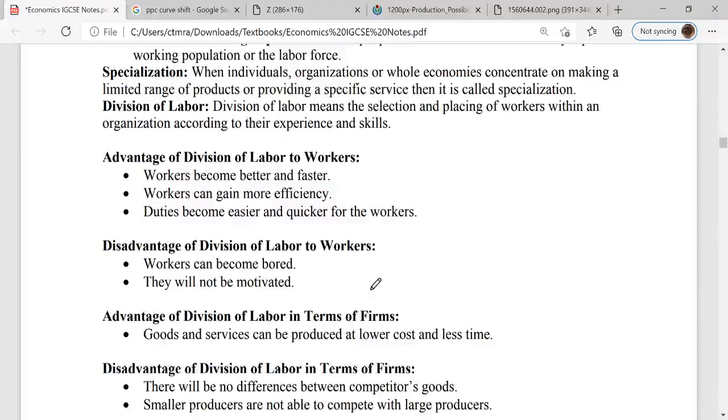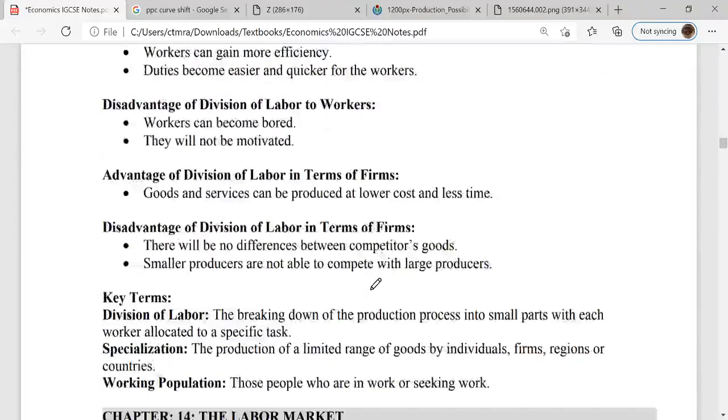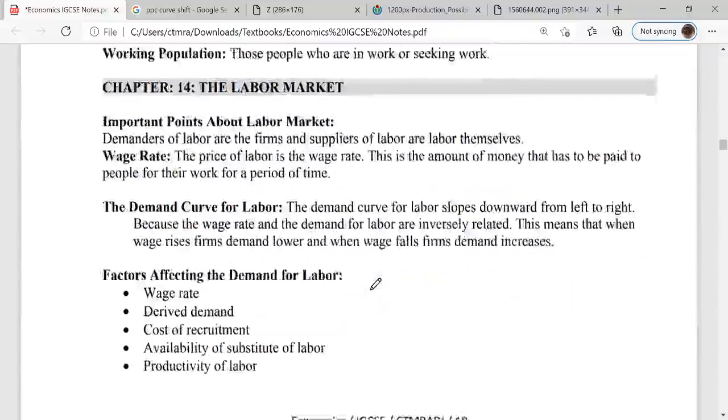The quality of work may fall because of this demotivation by the workers, and your goods may also become very standardized. It won't be much different from your competitors because you're using division of labor. If you want to make unique products, usually the firms need to assign workers with unique work, not repetitive work. So again it might be a problem for them. And smaller firms cannot afford this division of labor.